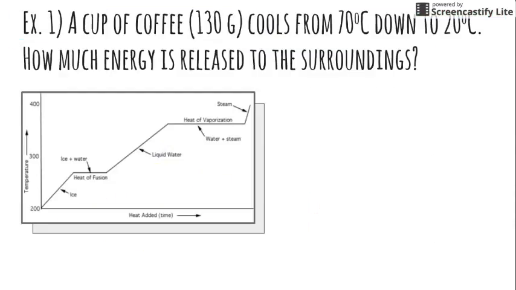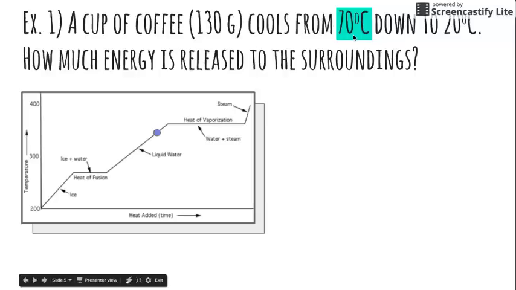Example 1, we have a cup of coffee, weighs about 130 grams, and it's going to cool from hot 70-degree coffee down to 20 degrees Celsius, about room temperature. And the question is, how much energy is the coffee releasing to the air in the cup and everything around it? All right, we're going to use the graph here and the information we have in the problem.